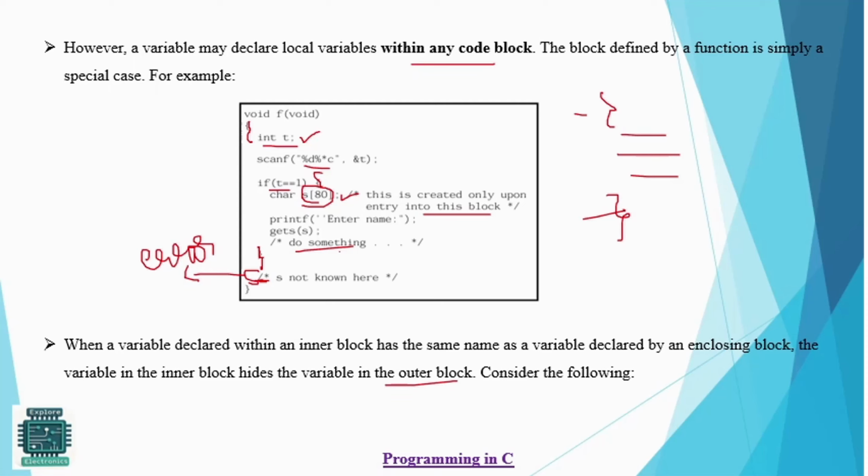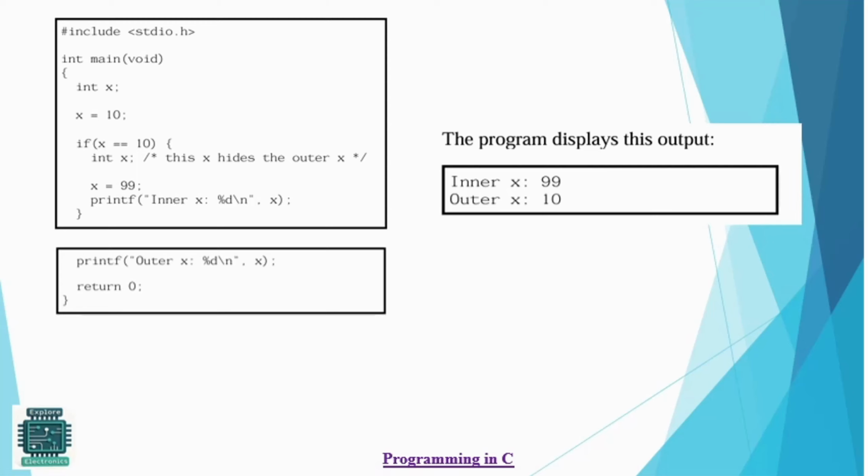Let us see this point with an example. This is a program example. Here, as I said, this is one code block. Here, they have given two blocks. One is the outer block, and again within it there is this inner block. Let me take this as the outer block and this as the inner block.